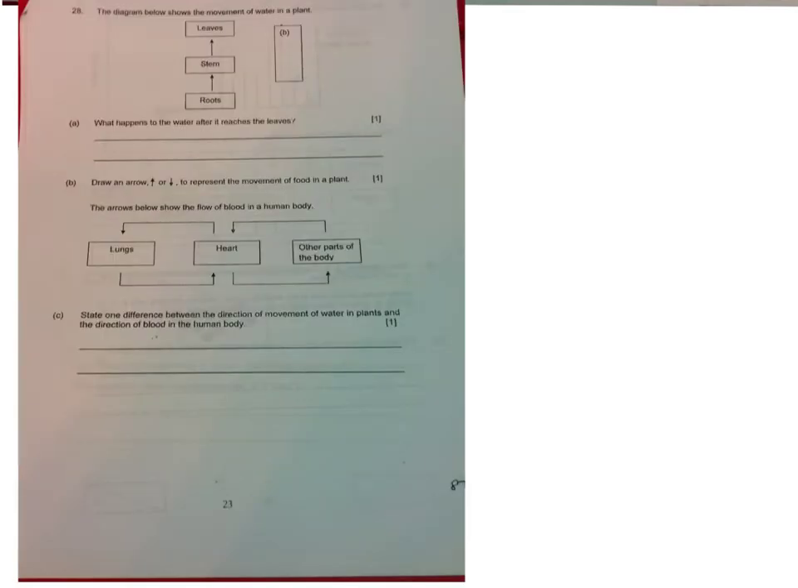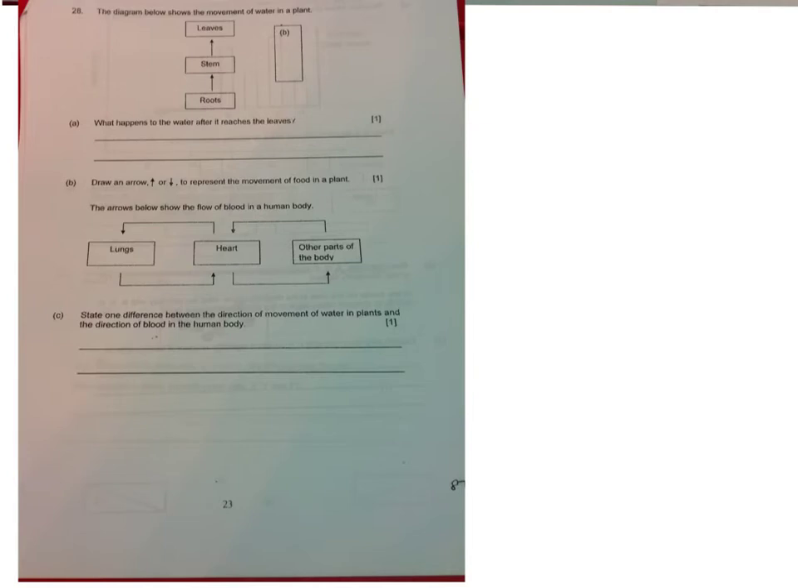humans need a female sex cell and a male sex cell to reproduce. And this is actually the meaning of sexual. You need both a male and a female. That's the answer. Okay, we move on now to question 28.